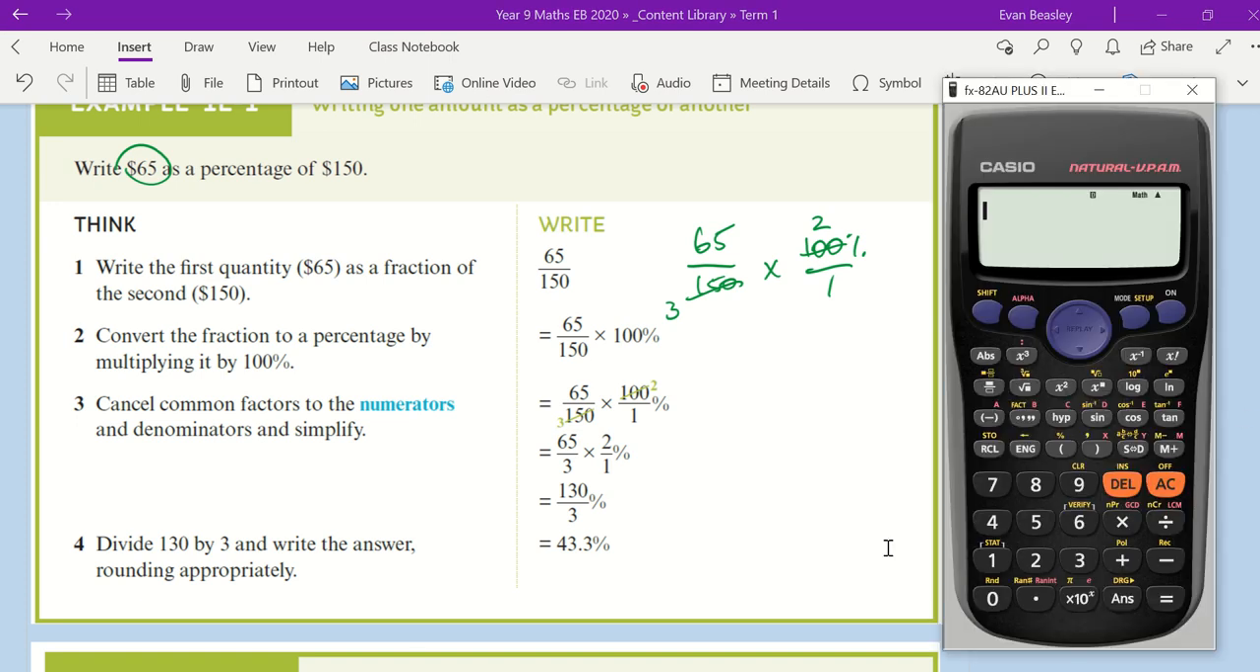times 2 over 1. Now, I'd just get my calculator out at this stage, so 65 over 150 times 100. 130 over 3, that's where that came from. And then we can convert that to 43.3 recurring percent. You can also just go 65 divided by 150, remember that fraction sign is just like a divided by sign, times 100. That will also get you that 43%.